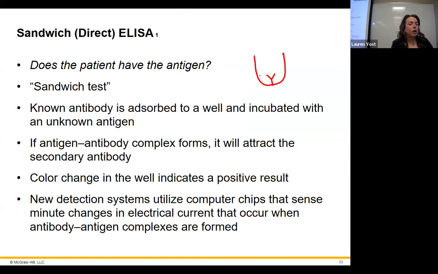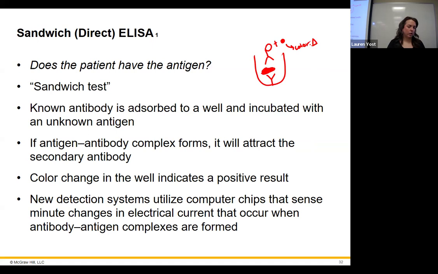And we add the patient sample, right? They have COVID, so they've got a COVID antigen. And then we'll add the same antibody with the enzyme on there. Add its little substrate, and then that's going to cause a color change. So that's how that would work.